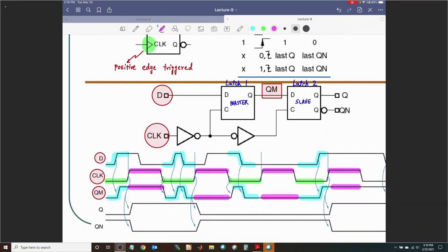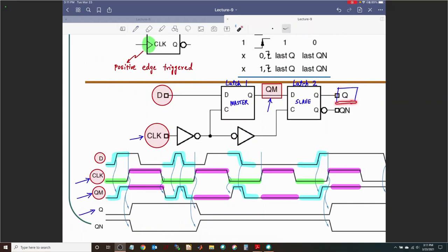Now, we can simply expand this to the second latch. For the second latch, what do I need? Well, I need to look at QM, I need to look at clock, and I need to look at the final Q, right? So that would be QM, this guy, clock, this guy, and Q, right? Those are the three things for the second D latch. So for the second D latch, when can Q change?